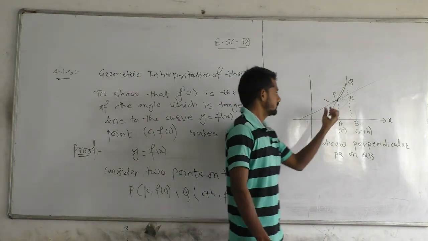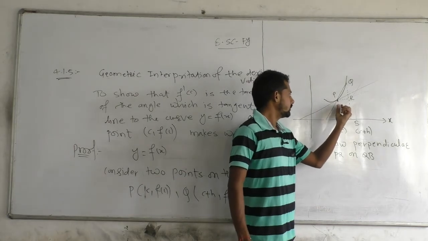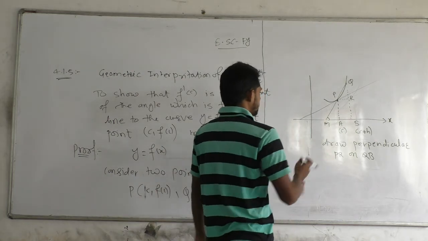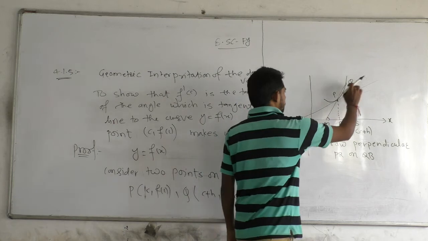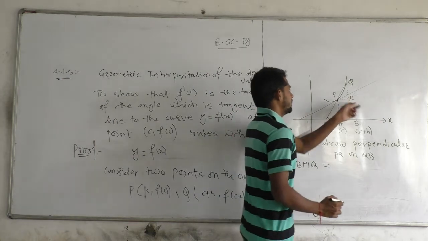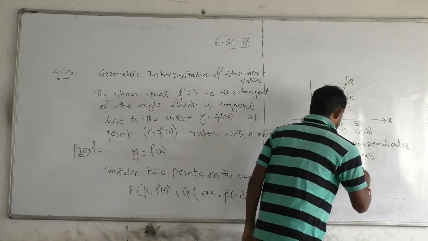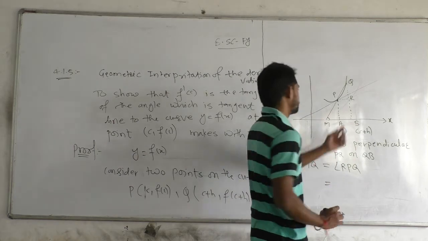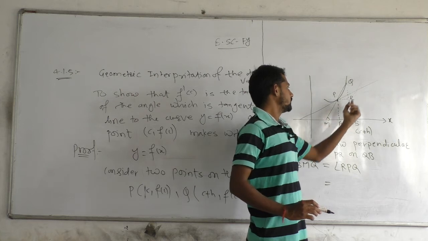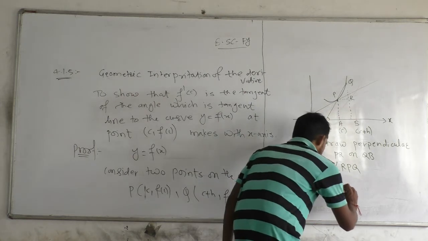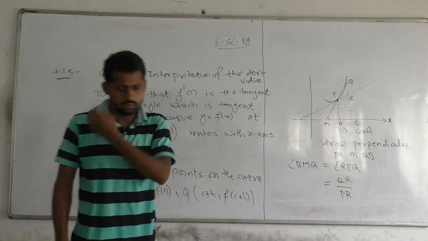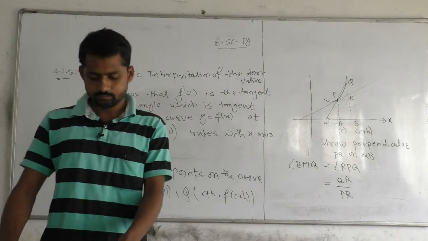Now note that this is M. Now note that angle BMQ is equal to angle RPQ. So tan theta is QR divided by PR.